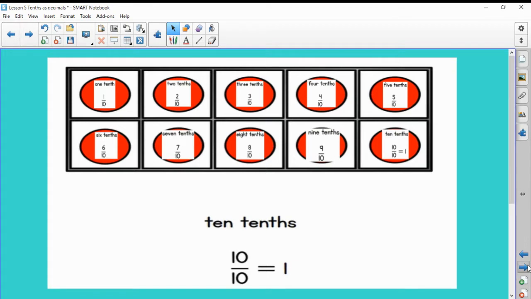Now, let's look at how we can count up in tenths. 1/10, 2/10, 3/10, 4/10, 5/10, count with me, 6/10, 7/10, 8/10, 9/10, 10/10. 10/10 equal a whole.